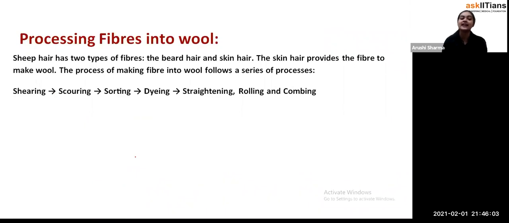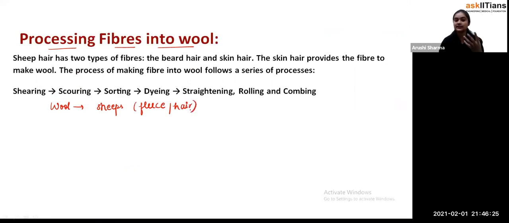First, the processing of fibers into wool. If you remember, in the last session we talked about the production of wool. So where are we getting the wool from? We are getting wool from sheep. From what part of the sheep? It is the fleece or the hair of the sheep. We take that part, and then we do the process, and that's how the wool is produced.